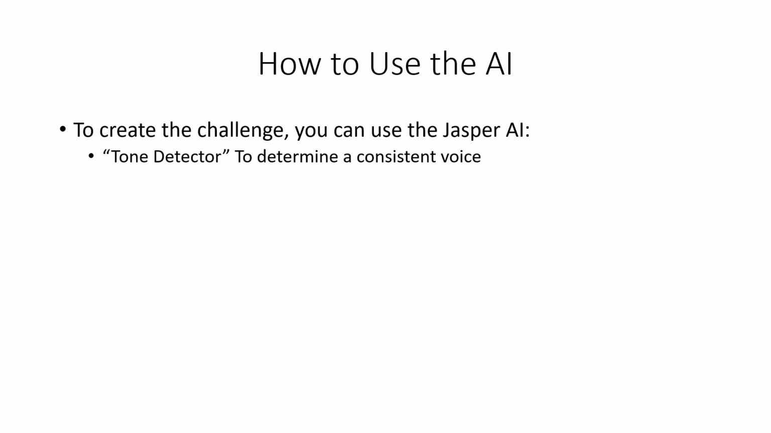One thing you want to do inside of Jasper is use the tone detector. You want to get Jasper to understand what your tone is, how you communicate as best that you can. There's a tone detector in there where you can feed it your writing, and you can allow Jasper to tell you, hey, this is your tone. And then anytime that you create content, Jasper will often ask you what kind of voice you want to write in.